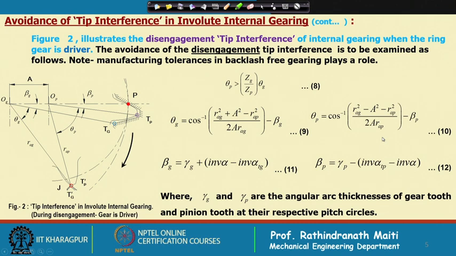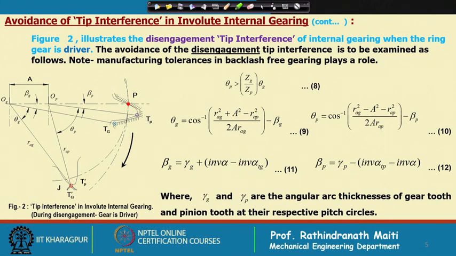Now, the next question is, if the pinion is the driver, then what will happen? If the pinion becomes the driver, then the case is opposite during the engagement. So this will be the engagement, and the arrow, which shows the direction of rotation, will be just opposite. In that case, it will be more critical during the disengagement of the pinion from the gear.